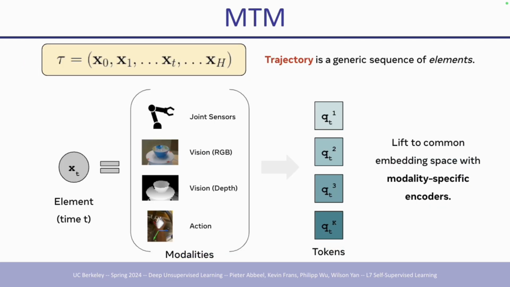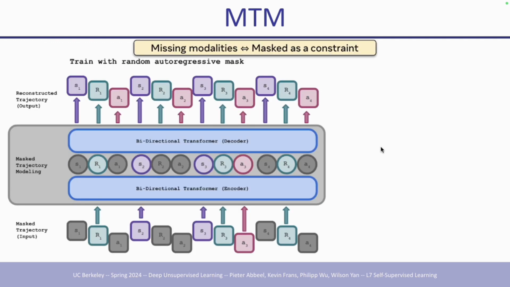That's what we did in this paper, MTM. In MTM, we first take a bunch of trajectory data, and trajectories can just be thought of as a multimodal sequence of a variety of different elements. We might have states, we might have actions, we might have vision values. And so we flatten that into a common embedding space. Specifically, we just looked at simulated environments for this. We have states, rewards, and actions as our different modalities. And if we have missing modalities in our dataset, then we can just treat that as a forced mask.